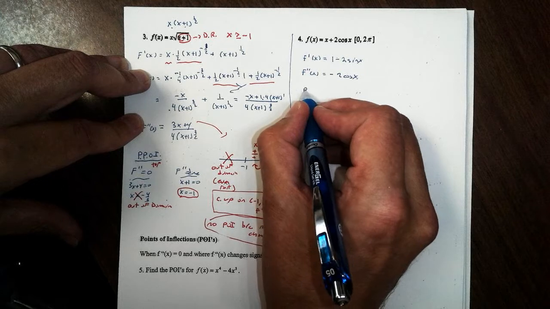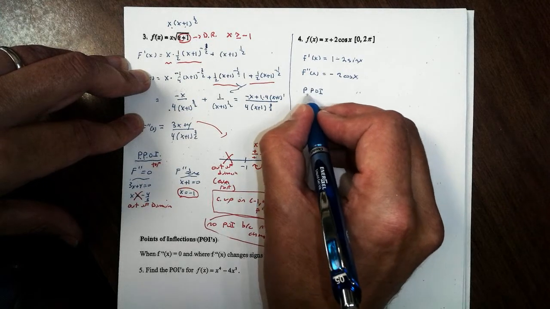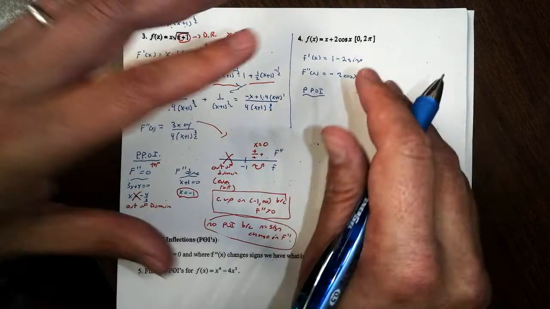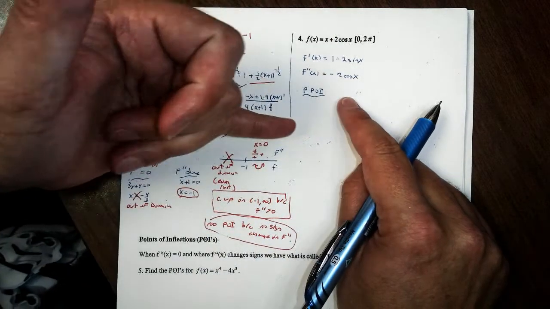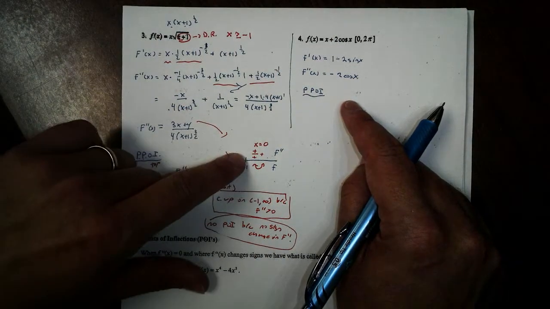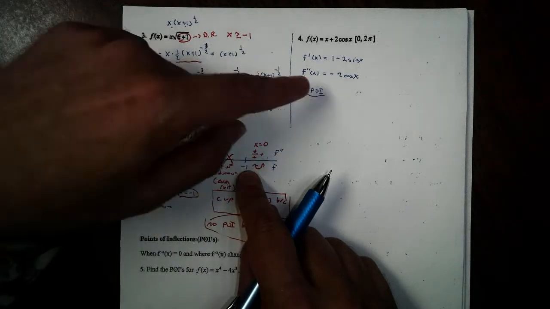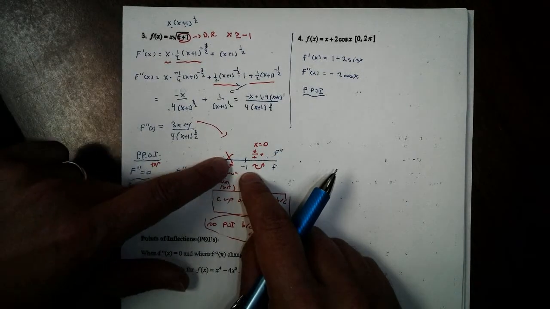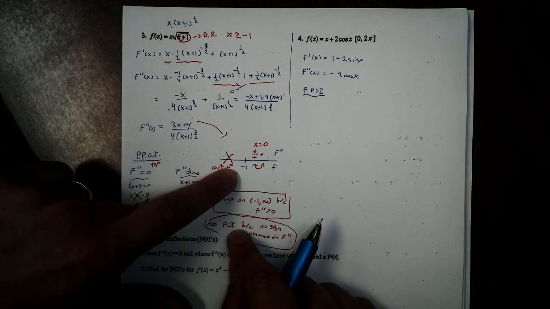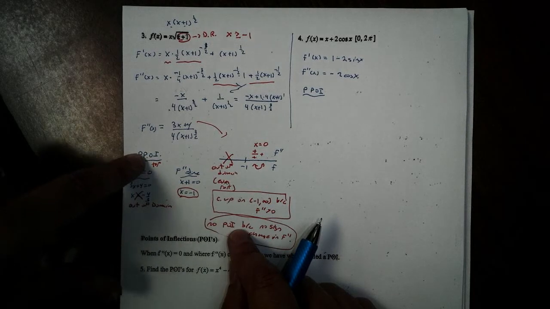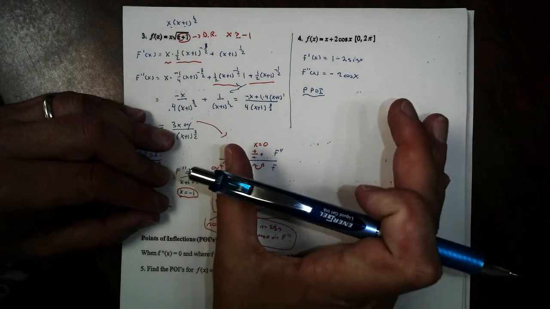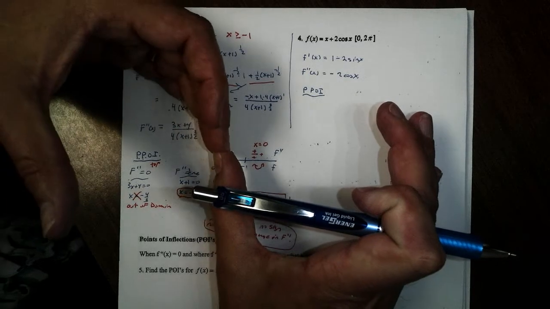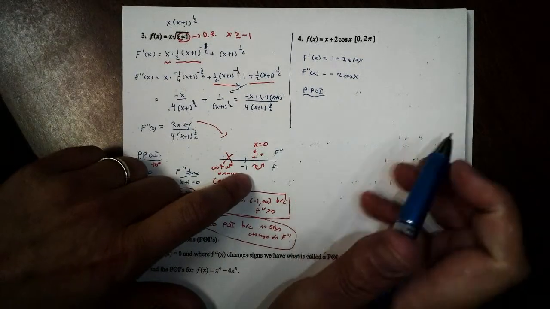So finding our possible points of inflection. These are possible. Now the reason why they're not called points of inflection, they're called possibilities, is because they may not work. For example, you might recall from number 3 here, negative 1 did not turn out to be a point of inflection. It's only possible because it may not. Because for a point of inflection to occur, it has to change concavity, and over here it didn't.